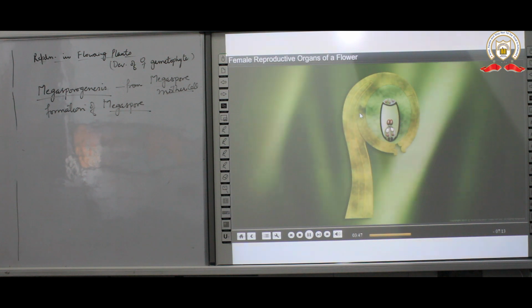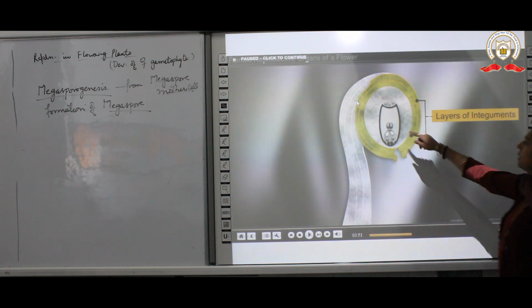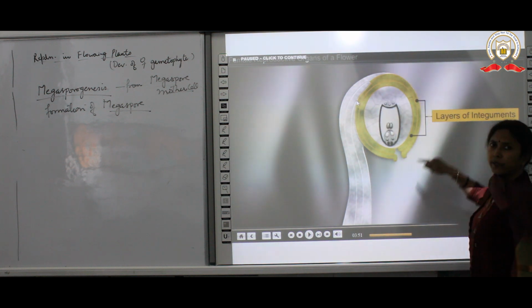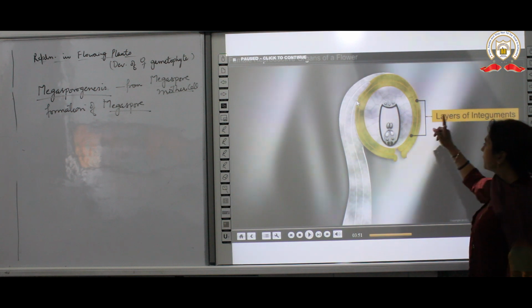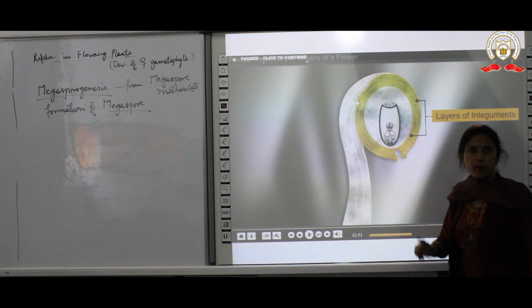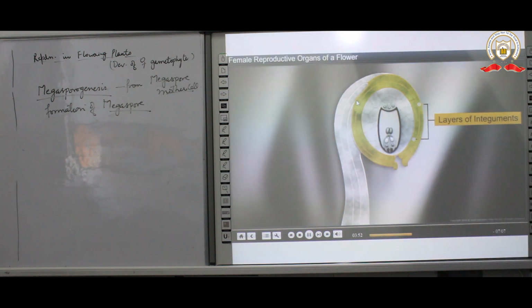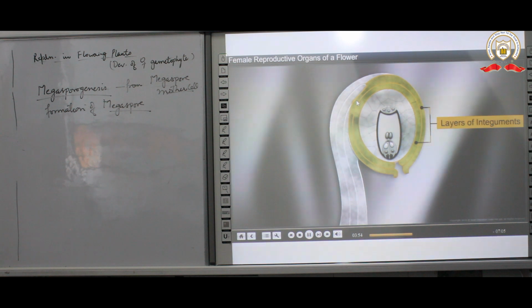The ovule is well protected with one or two protective coverings called integuments. Now, we just discussed that the ovule is protected by integuments, but these do not cover the ovule at a point called the micropyle, from where the pollen tube is to make an entry into the embryo sac. These integuments later form the seed coat.